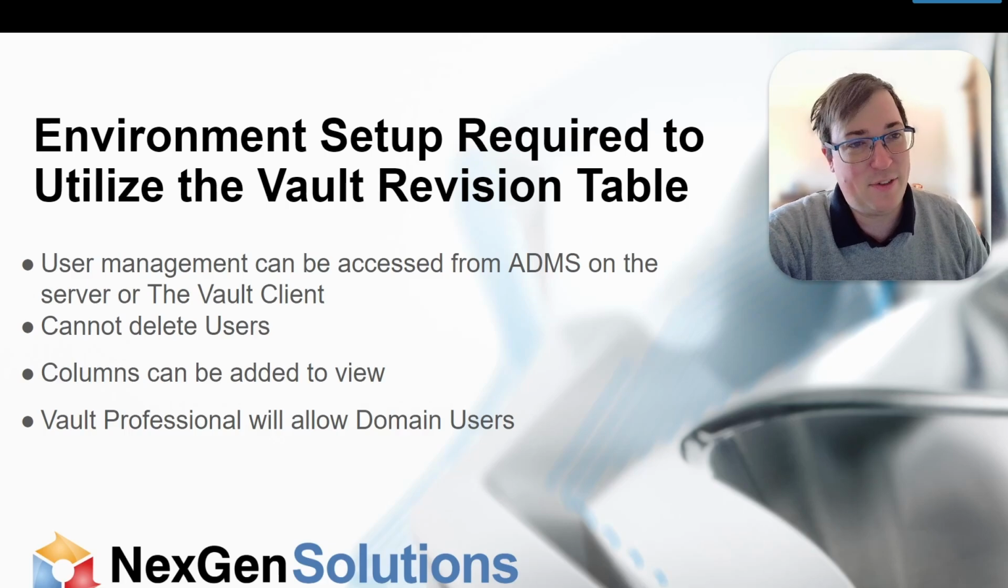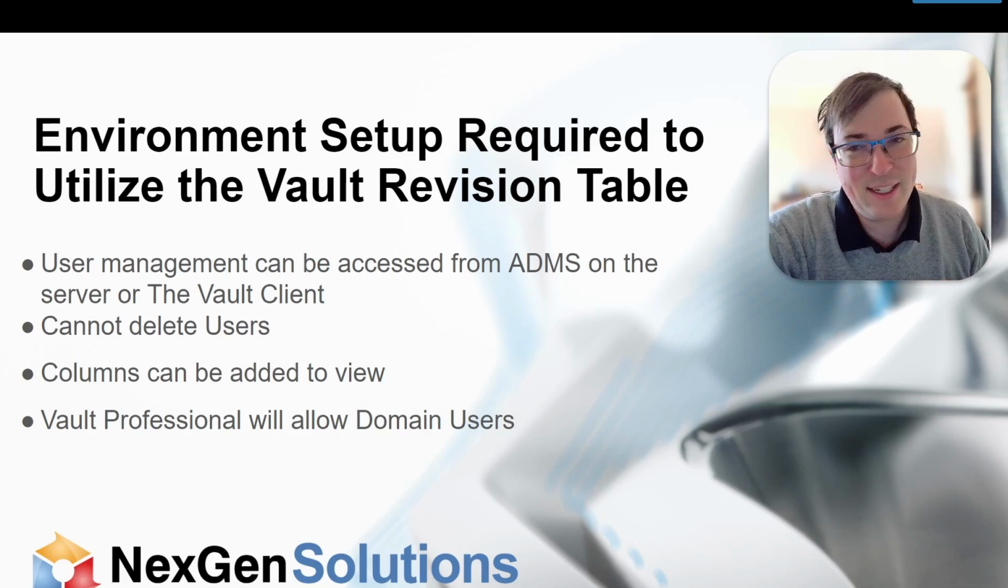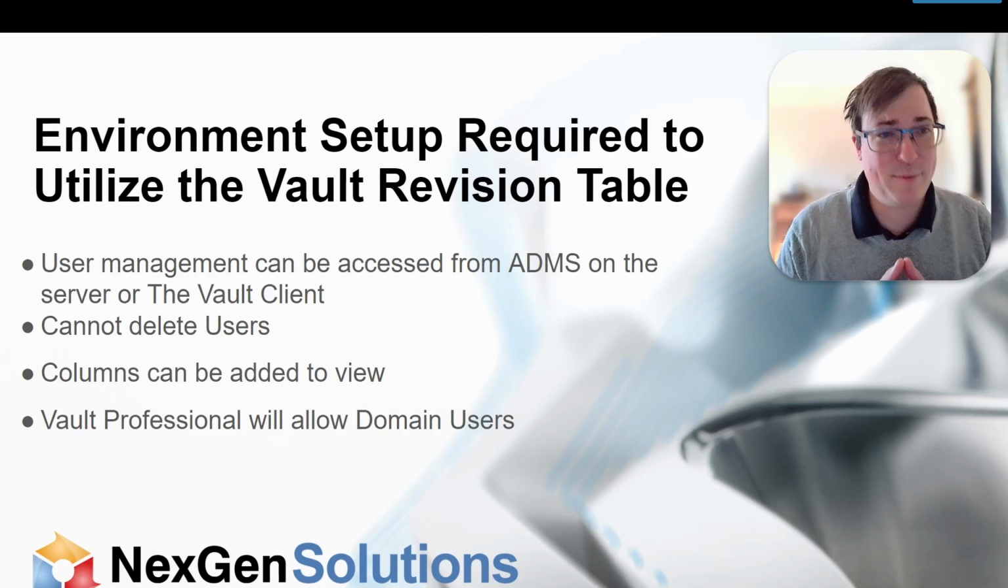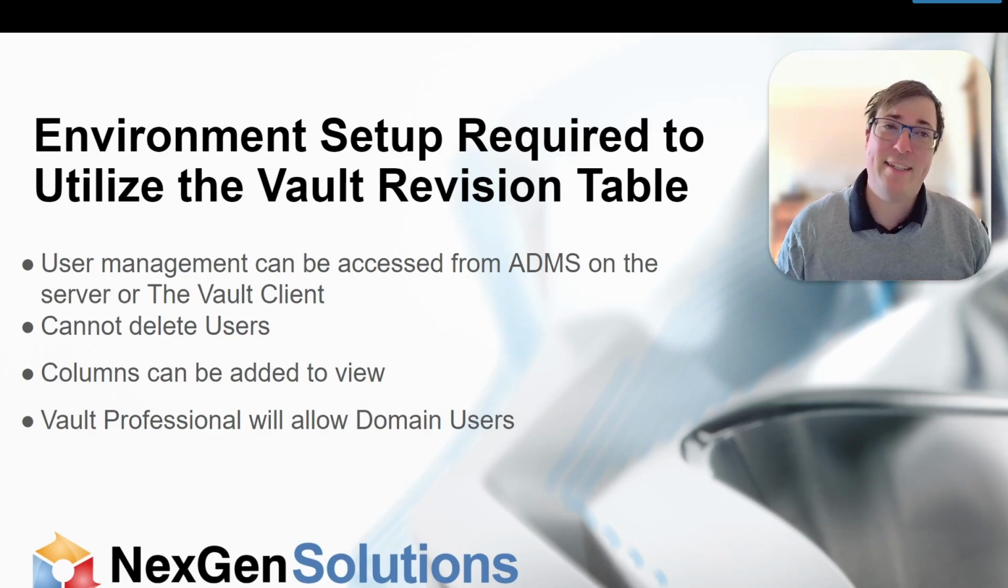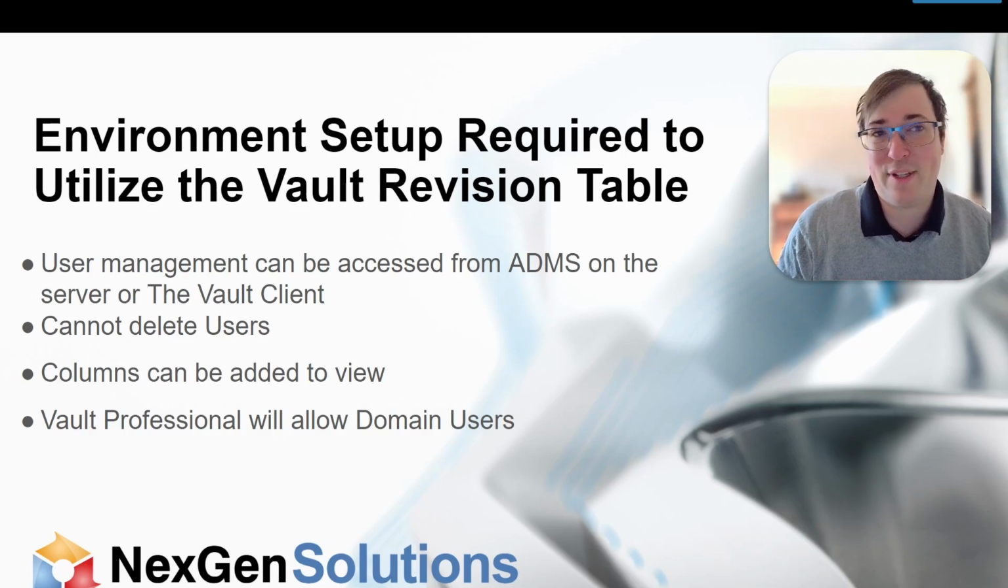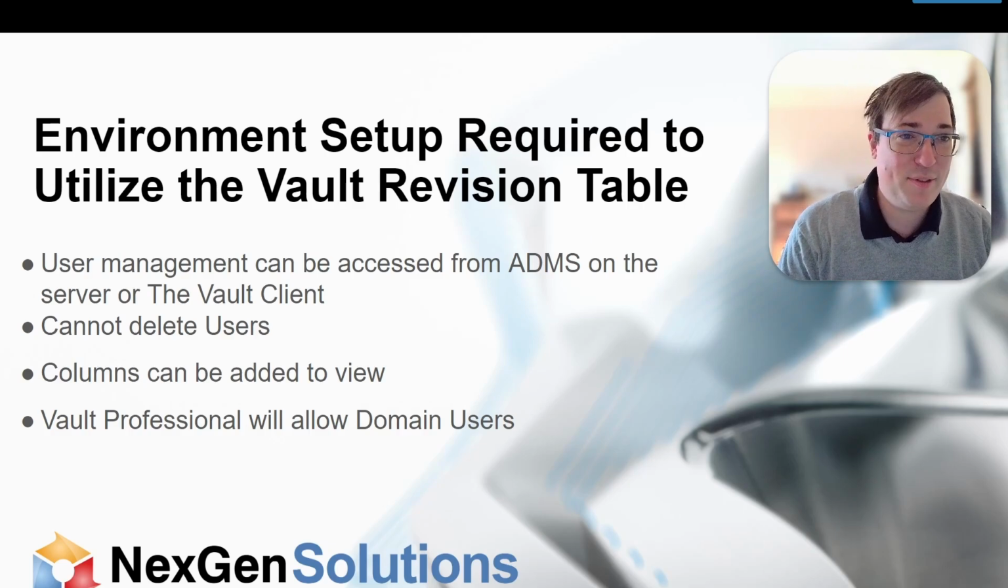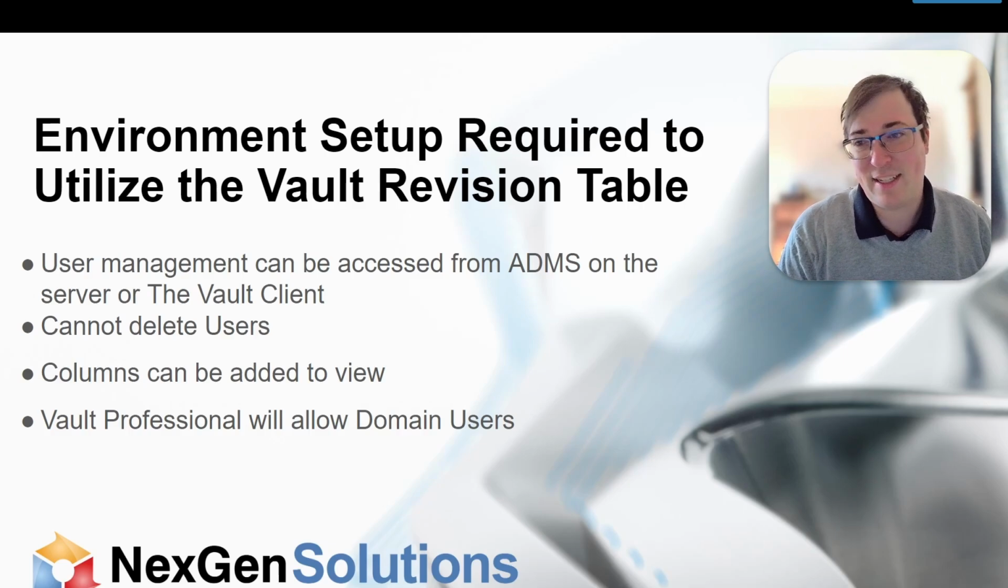The history in the Vault needs the users to always be there in the back end. So in SQL, the data management side of it, it will be keeping track of checkouts, check-ins, creations, and things. So even if you disable a user so they no longer can log in, you still have that information of what they did while they were working there. You can add columns to the view to make it easier to see things. And then the Vault Professional will allow you to use domain users.